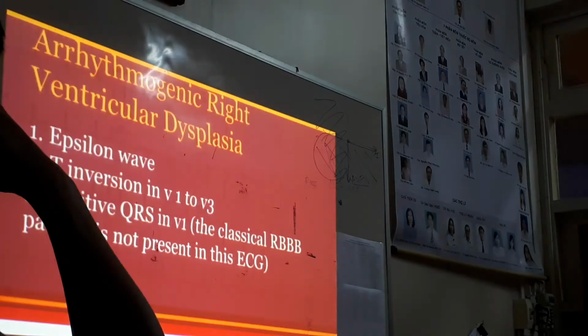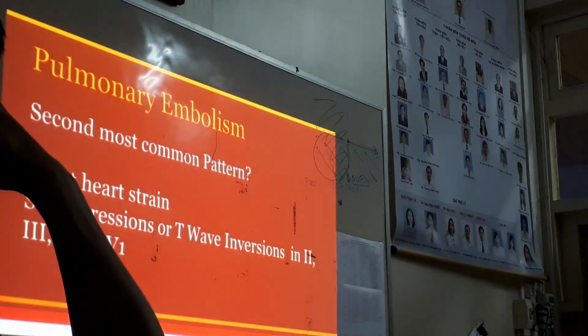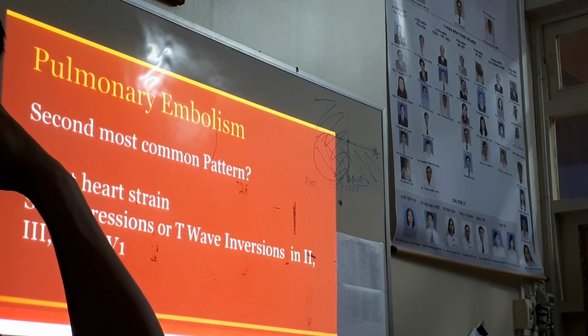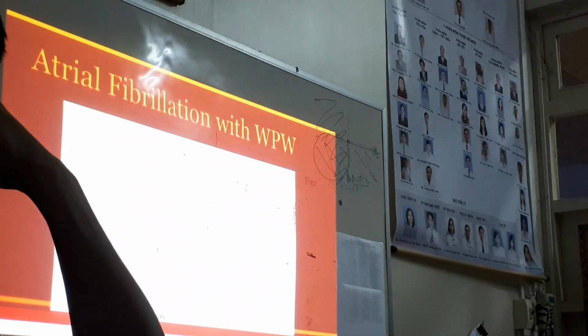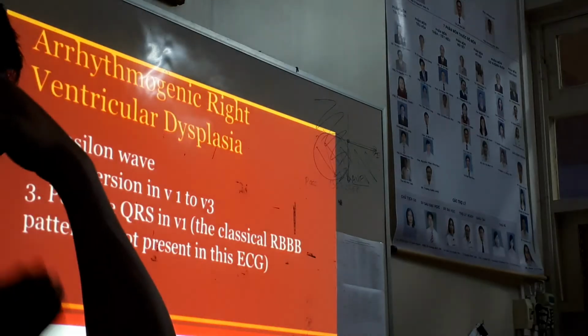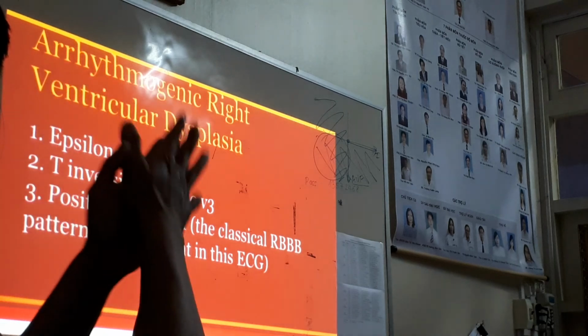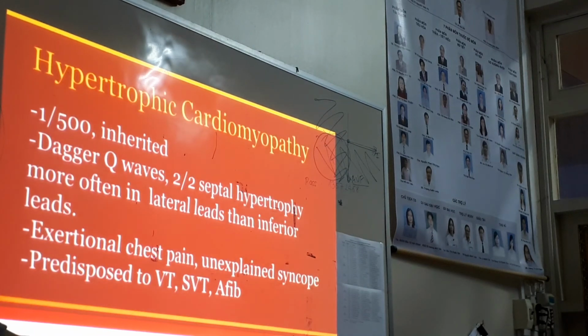So review: in a young person, you want to look for pulmonary embolism. You want to look for Wolff-Parkinson-White. You want to look for Brugada in V1. You want to look for ARVD in V1. And you want to look for long QT and hypertrophic cardiomyopathy.